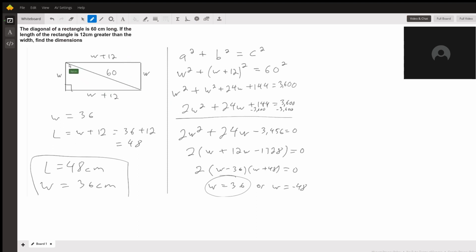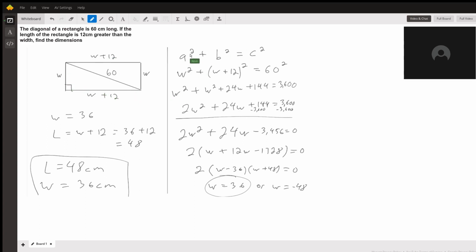Okay, so here we see I labeled my rectangle. My diagonal is 60. I use W to represent my width, and I use W plus 12 to represent the length, because in the question it states that our length is 12 centimeters greater than the width. Now I notice here with the diagonal formed, we form a right triangle, so you could use the Pythagorean theorem to solve for W, and that's exactly what I'm going to do.